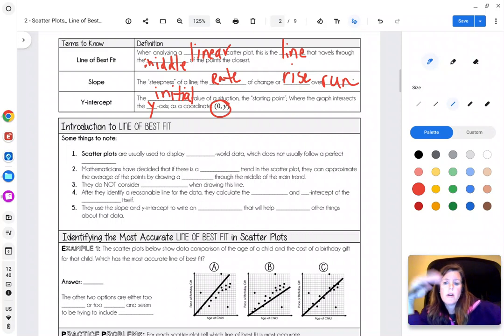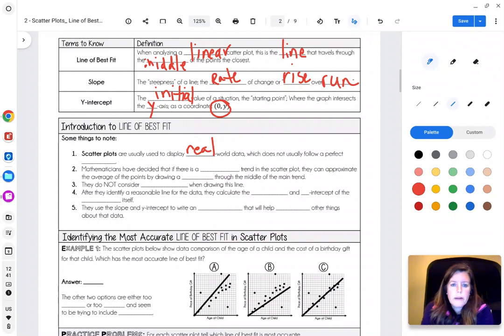All right. So let's talk a little bit more about scatter plots. Those are usually used to display real world data. So yesterday, as you all are watching this on Tuesday, you had the graph where you had to talk to your friends or your classmates about siblings and how many chores they have.